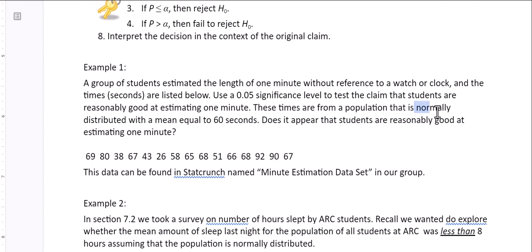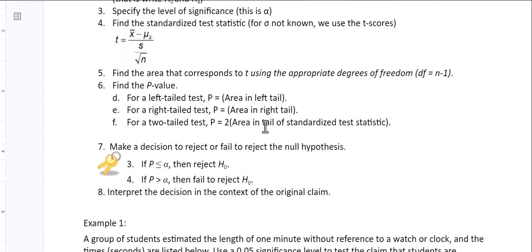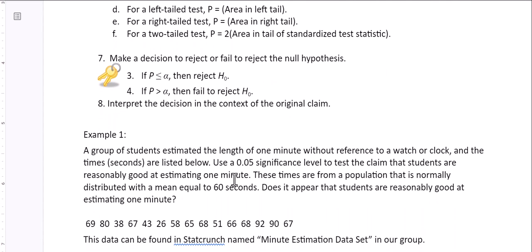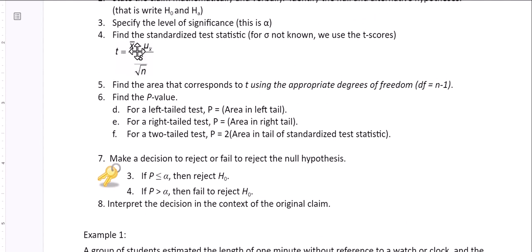Okay, because we've got to have that it is normally distributed or that your sample is larger than 30, and noticing this is not going to be more than 30 in the sample. This data can be found in StatCrunch in your group for this class, named minute estimation data set. Now, because we don't know the population standard deviation, notice we don't know anything about the population, then we're going to need to find our standardized statistic. So let's find what that is. Let me copy that and take it to our notebook.